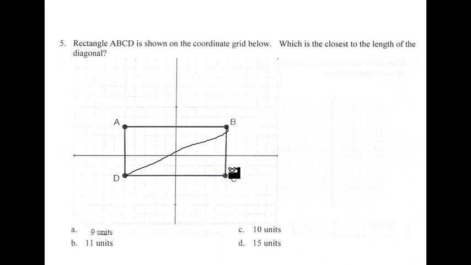So from here to here, if you count the little ticks, it ends up being 5. If you do the same from here all the way across to here, you're going to find that it's 10. So that means the diagonal can be found by using the Pythagorean theorem. Let me just do it that way, Pythagorean theorem, instead of the distance formula.